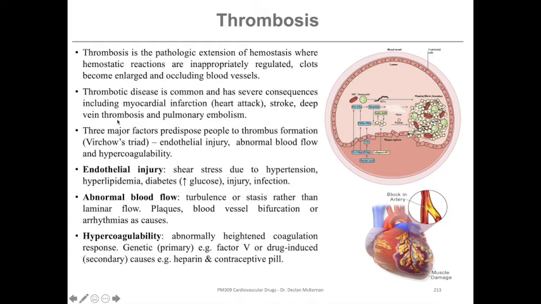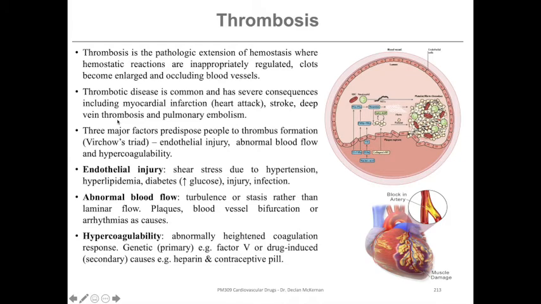There are 3 major factors which predispose people to thrombus formation, known as Virchow's triad. These are endothelial injury, abnormal blood flow, and hypercoagulability. Endothelial injury can occur due to shear stress because of high blood pressure or hypertension, because of hyperlipidemia, which we've encountered already in a previous lecture, because of diabetes due to increased glucose levels, because of injury or damage to the blood vessel, or because of infection.